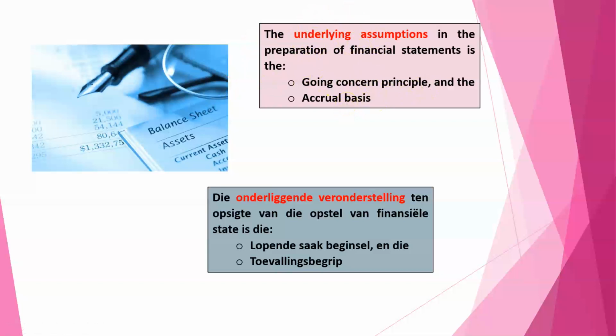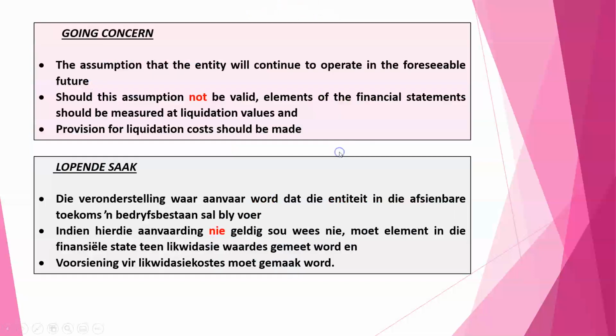So I can give you a scenario of a company that is battling to stay afloat, and then you must be able to identify it's all about the underlying assumption of going concern. You must be able to tell me what the definition of that is and then apply it to the scenario. Now, what is the going concern principle? That is the assumption that the entity will continue to operate in the foreseeable future.